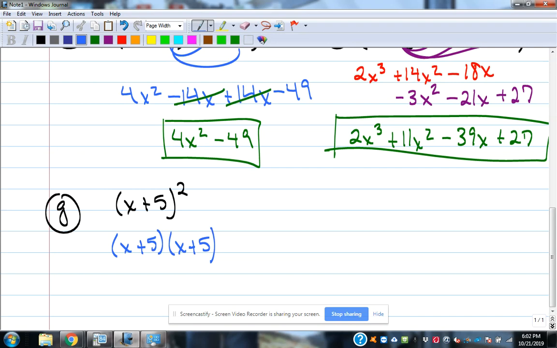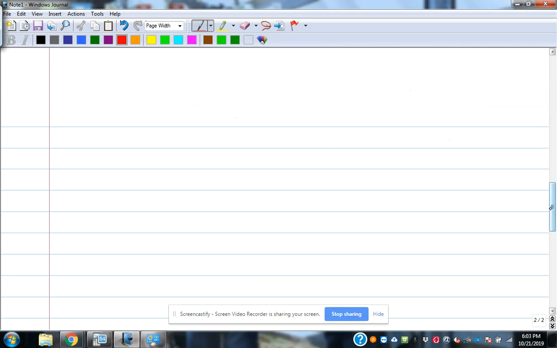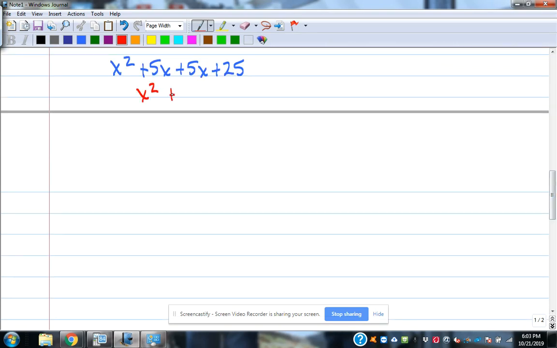A lot of people make the mistake and they'll square x and square 5 and they say they're done. And that's almost right. You're just missing the middle piece when you do that. So the real correct way of thinking about that is saying, oh, it's x plus 5 times itself. And then just multiply it like we've been doing. So that'd be x squared plus 5x plus 5x plus 25. And the like terms in the middle there get us the final answer of x squared plus 10x plus 25.